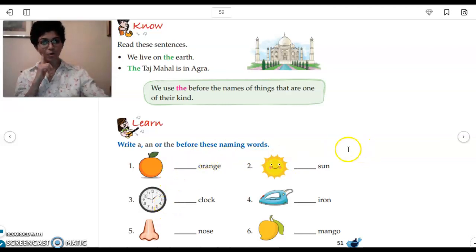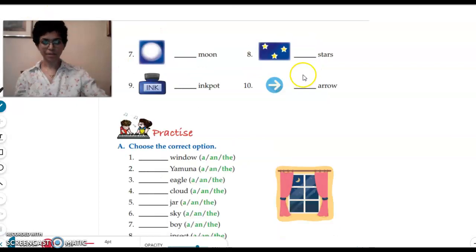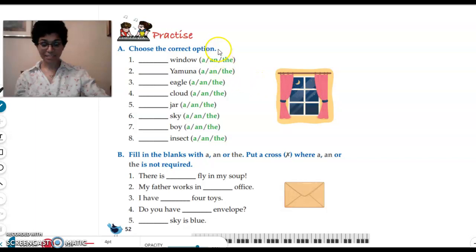So let us go to the next page and see another exercise. Please, you have to complete this exercise. Okay, so you have to complete it till here. Then please, this also you have to complete. Let us do the first two together. Okay, choose the correct option. So you have to choose whether here we put a, an, or the. One of these we have to write here. So what will we put?